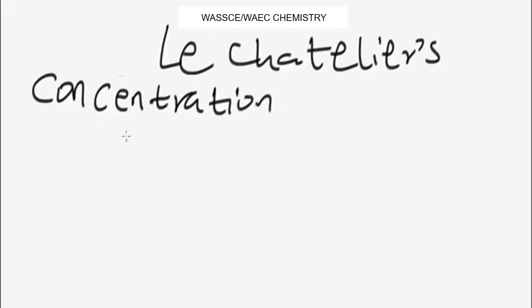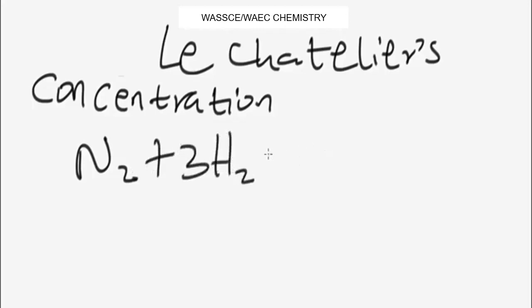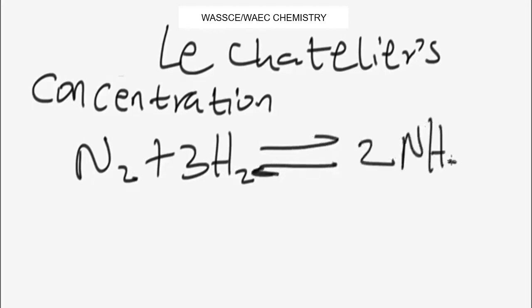For the effects of concentration, we are still going to make use of this reaction. Nitrogen molecule reacts with 3 moles of hydrogen molecule to give 2 moles of ammonia. Now, for effects of concentration, note that if you increase the concentration of the reactants, the system will try to decrease by making more products, whereas if you decrease the concentration of the products, the system will try to increase again by reducing the amount of reactants. So that's the effect of concentration on equilibrium system.